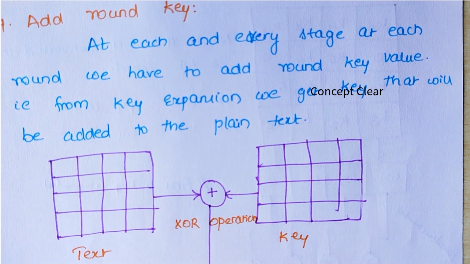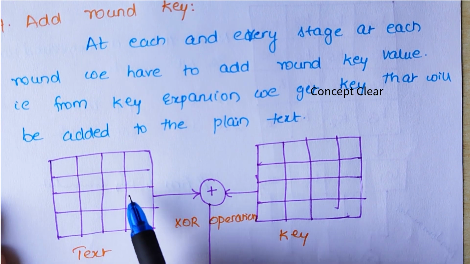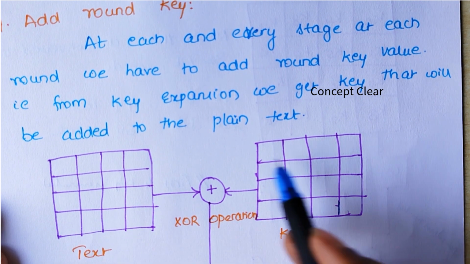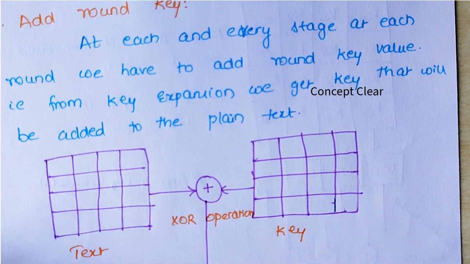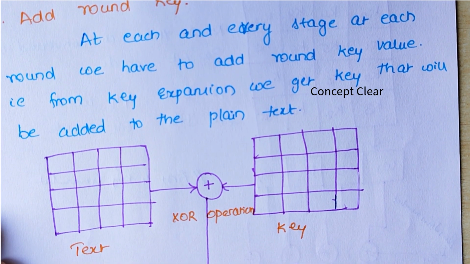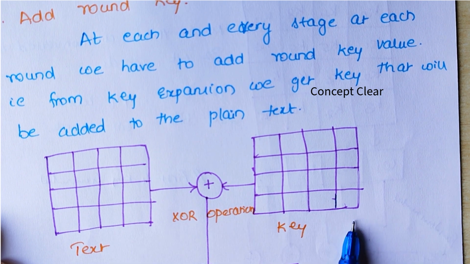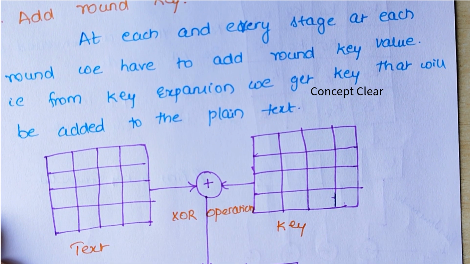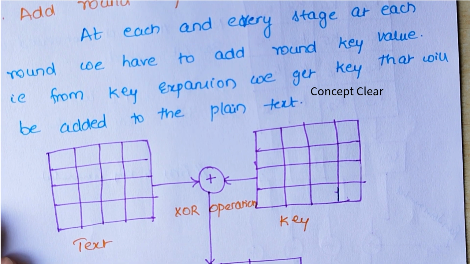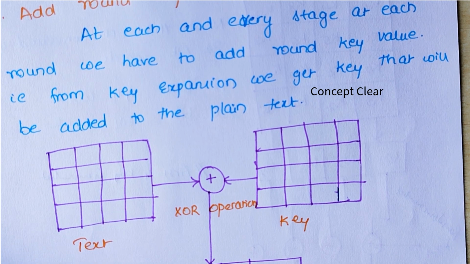See here, this is the plain text message, and here we are getting the key. Both will undergo an XOR operation. And what data are we getting? That is the add round key output. You perform XOR on the text and the key, and after that we get the plain text message after add round key. This key is applied to each and every round.